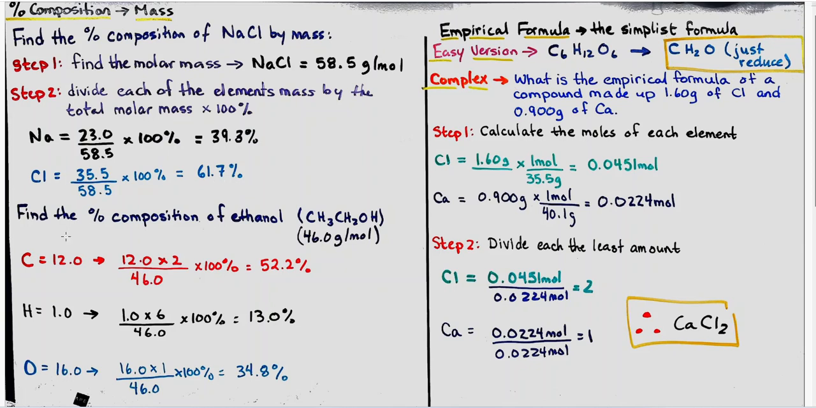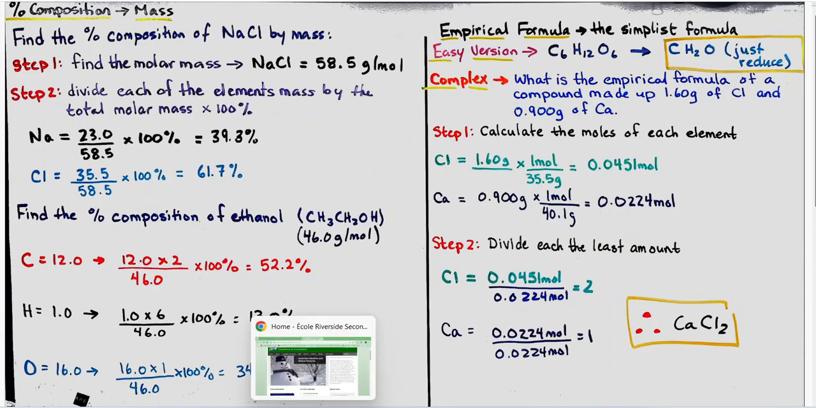If it's a little bit more complicated, like ethanol, which has 2 carbons, 6 hydrogens, and 1 oxygen, I just have to make sure that number gets multiplied in there. For instance, there's 2 carbons, so I go 12.0 times 2 divided by 46. Or hydrogen, 1.0 for its molar mass, times 6 divided by 46. And I do the same thing for oxygen, except there's only one of them. And so now I got 52%, 13%, and 34.8%, which add up to 100%.